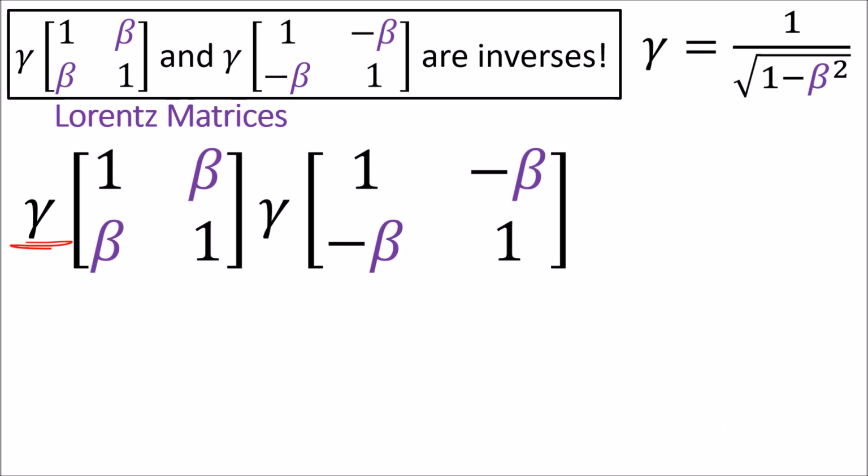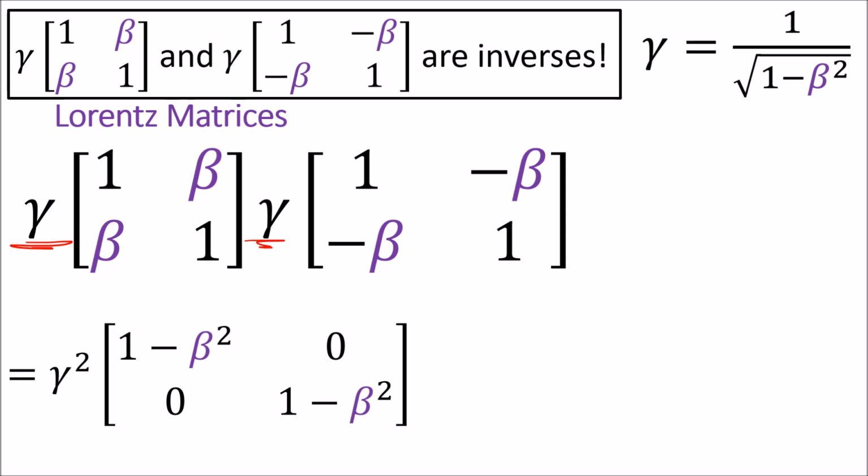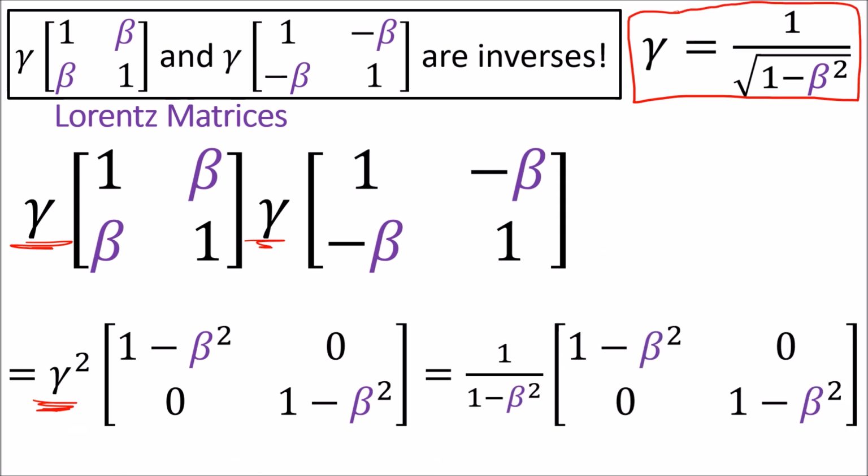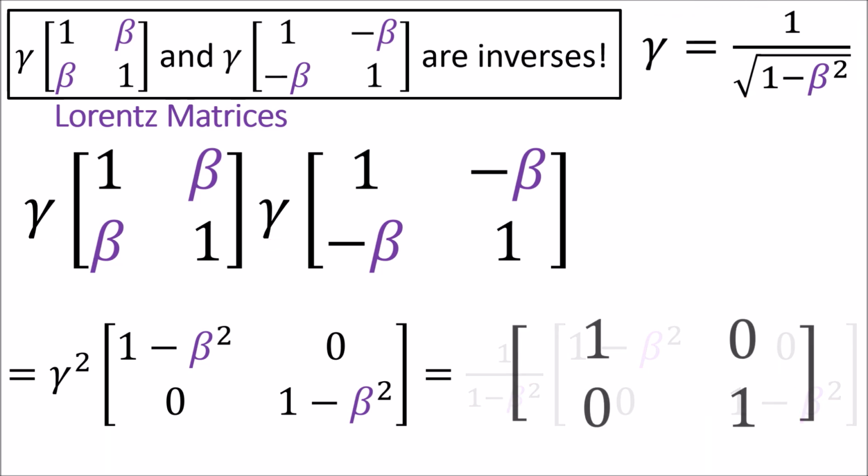And if we include the gamma coefficients, multiplying the Lorentz matrices gives us a gamma squared out in front. If we plug this in for gamma squared, we get 1 over 1 minus beta squared. This cancels out with the 1 minus beta squared in the matrix, and we end up with the identity matrix. So we have shown that we can invert a Lorentz matrix just by changing the sign of beta.